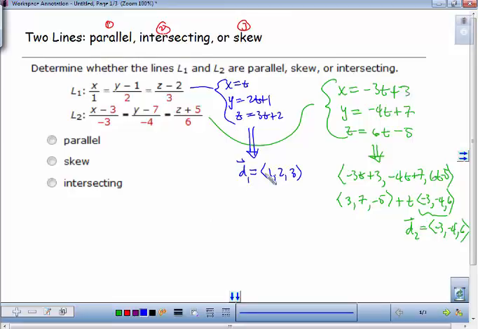So if they're parallel, then they're scalar multiples of each other, right? So we could do a quick check, or we can actually try to solve 3 equations and 1 unknown, k. So is D1 equal to k times D2 for some value of k?